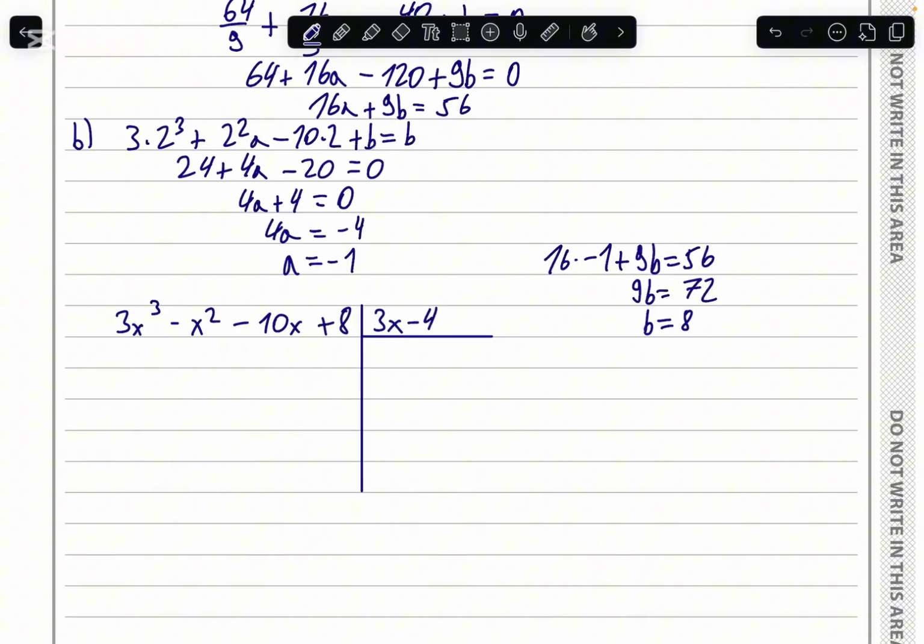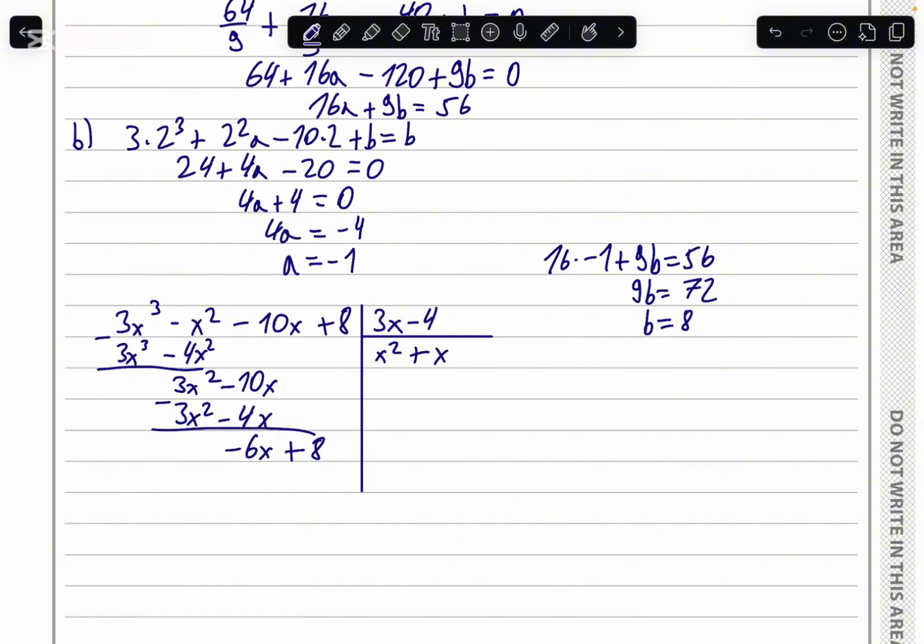3x minus 4, this goes x squared times in this. So 3x cubed minus 4x squared. Minus x squared minus 4x squared, so that's plus 3x squared. That leaves us with 3x squared minus 10x. That's plus x. So minus 3x squared minus 4x. That's plus 4x again. So minus 10x plus 4x. We're left with minus 6x plus 8.